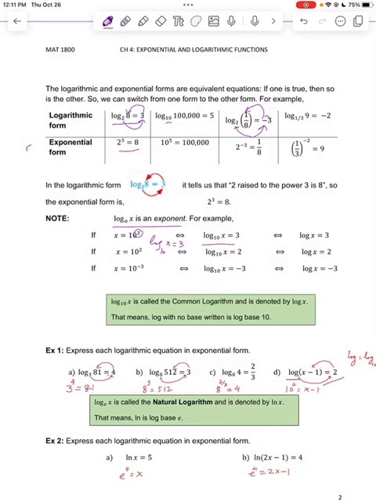When the base is 10, the logarithm is called the common logarithm. There is another special logarithm which is called the natural logarithm, and this is when the base is equal to e. What is e? Remember, e is an irrational number, and the value of e is approximately 2.718, or it's up to you how many digits you need.